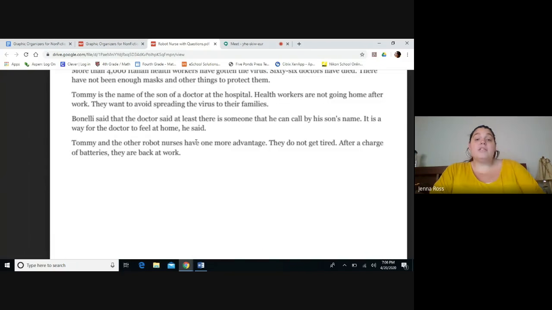Tommy and other robot nurses have one more advantage. They do not get tired. After a charge of batteries, they are back at work.